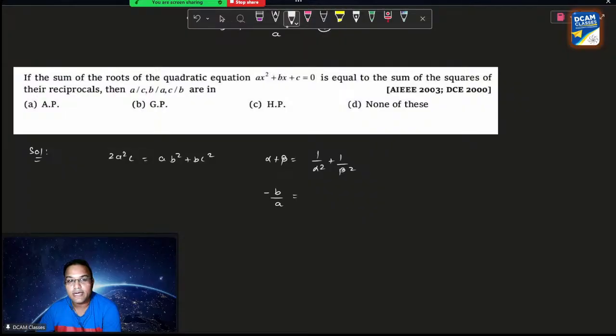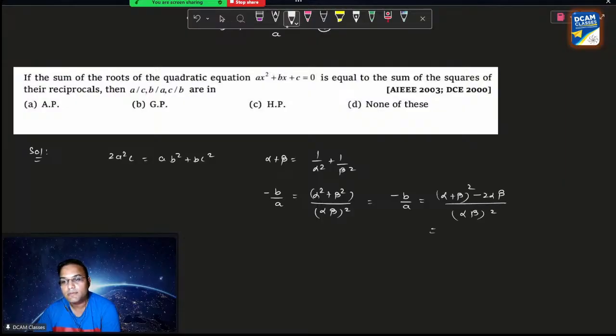Equal to the sum of the squares of their reciprocals. Squares of their reciprocals, then you have to add. Now, see, let me do it completely since we have done this one now. Minus b by a is equal to this: alpha plus beta whole square minus 2 alpha beta, whole divided by alpha beta whole square. So alpha plus beta is minus b by a, whole square, minus 2 alpha beta, where alpha beta is c by a. So this is c by a whole square.